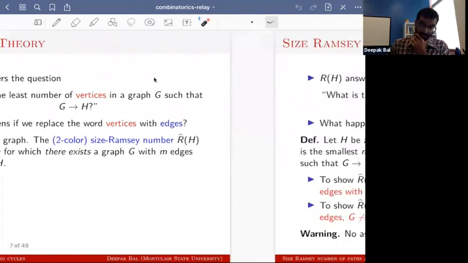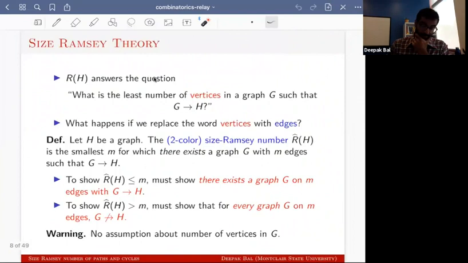Okay, so I'll just tell you how does one prove upper and lower bounds on a size Ramsey number? Well, to prove an upper bound of m, your job is to show that there exists a graph G with m edges which arrows H. So you kind of have two jobs. You have to find a graph with m edges, and then you have to prove that that graph arrows H.